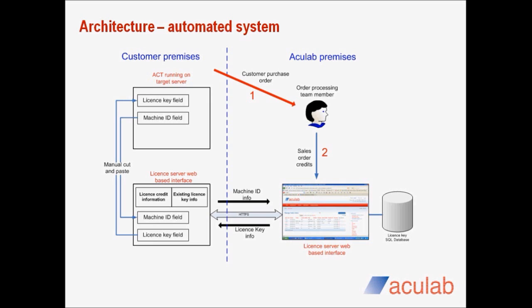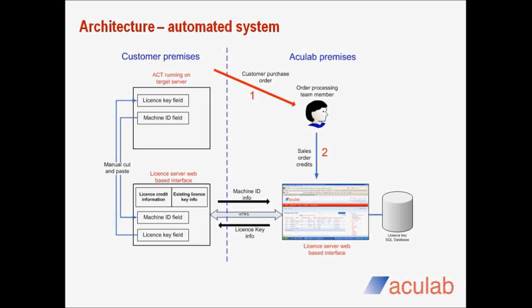What we then do is, if this is the first time you've ordered licensable software from Acculab, we'll create you a licensing portal account, allocate it to one or more of your team members, and then we'll load software credits to the system. So that's on the right hand side, the Acculab functions.